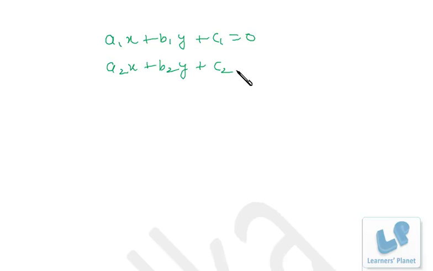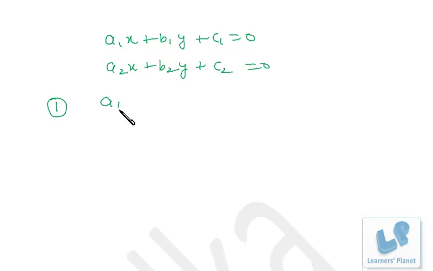Now just listen to me carefully. I discussed two lines, a1x plus b1y plus c1 is equal to 0 and a2x plus b2y plus c2 is equal to 0. These are the two lines, and I have discussed the three cases: intersection, parallel, and infinite solutions. I have shown you how the lines look.